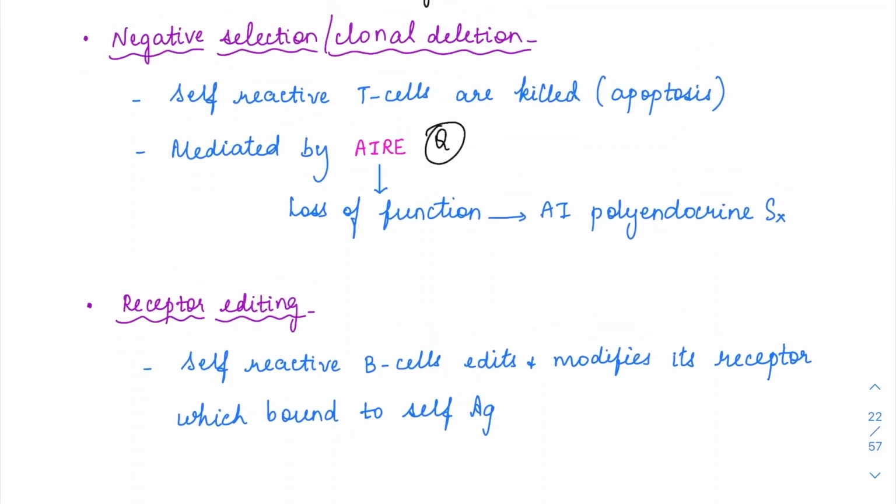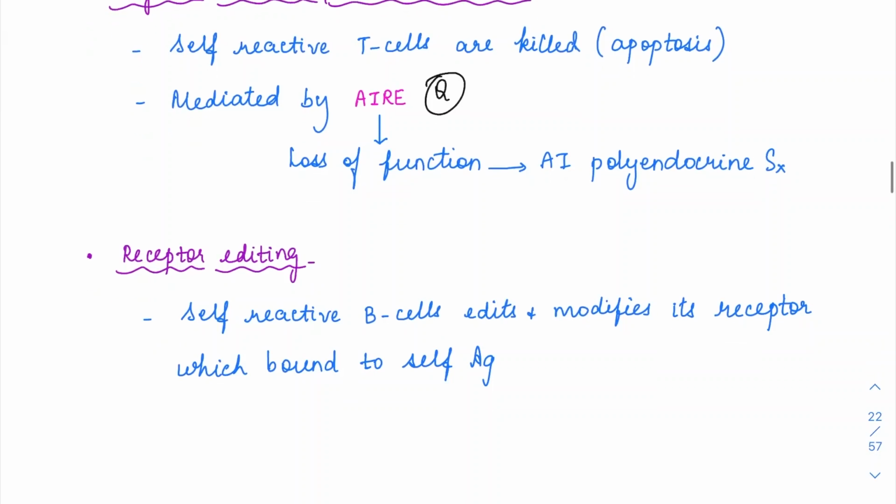As the name suggests, negatively selected: those T cells which were acting against the self antigens are going to be deleted. That is why it is called negative selection. Whenever there is loss of function of this AIRE gene, it is going to result in various polyendocrinopathies, a syndrome called autoimmune polyendocrinopathy syndrome.